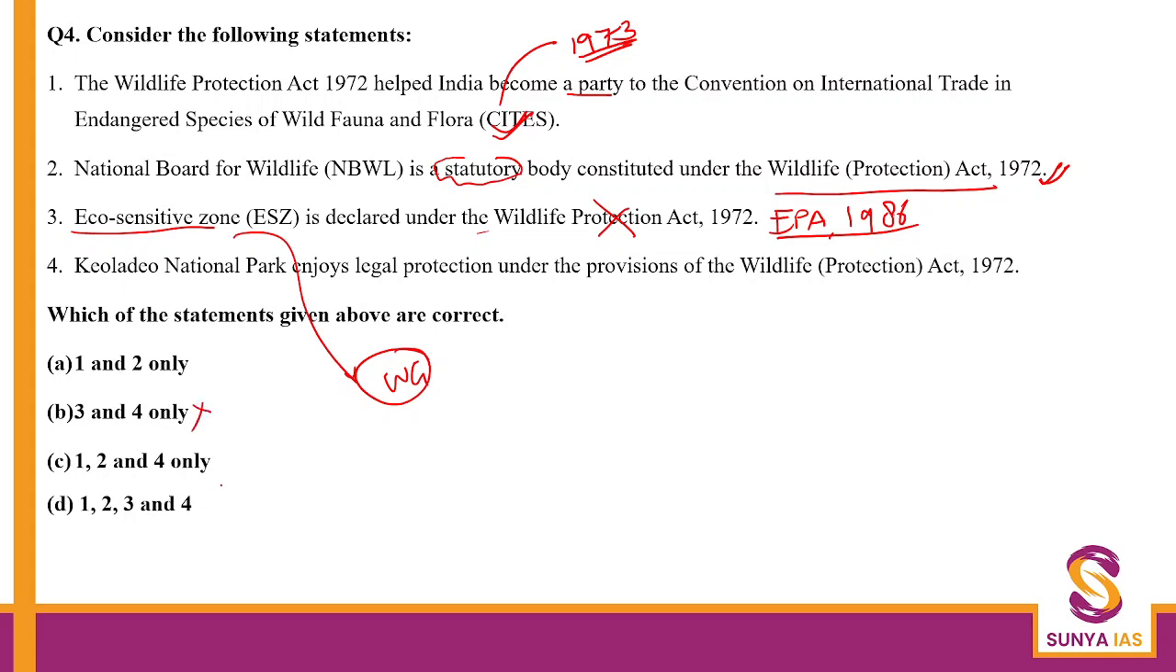If you eliminate three, then fourth, Keoladeo National Park, which place? Rajasthan, right? I also spoke about the Boma capturing technique, right? It enjoys legal protection under the provisions of the Wildlife Protection Act. Yes, absolutely true. The answer is going to be 1, 2, and 4. Okay, moving forward.